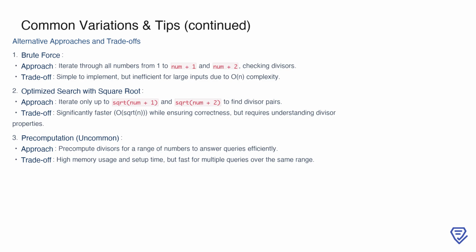The brute force approach involves iterating through all numbers from 1 to number + 1 and number + 2 to check for divisors. While simple to implement, this method is inefficient for large inputs due to its O(n) complexity.